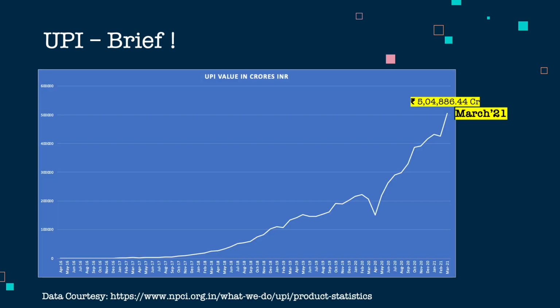A brief look into the stats. If you look into the stats, since it was launched about 5 years back, it has seen a very exponential growth. As it stands today, the transactions are worth about 5,04,800 crores. That's the volume of UPI transactions as it stands today.